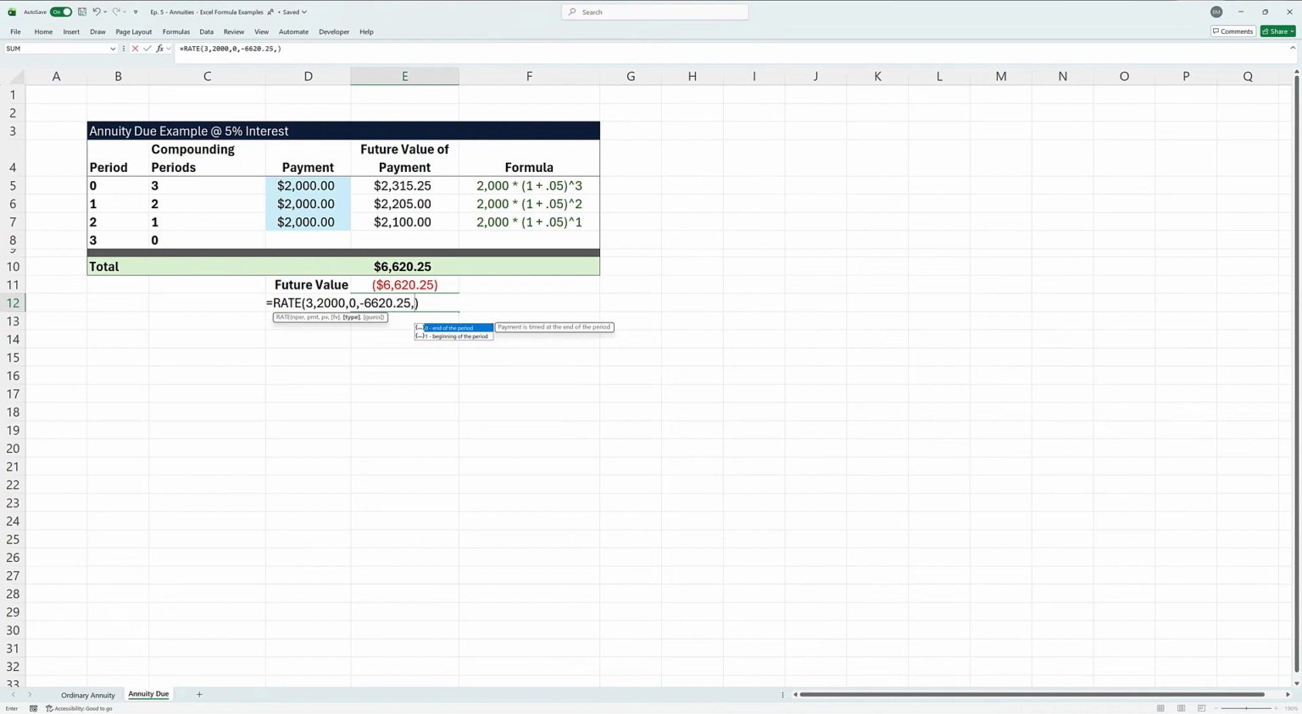$6,620.25 entered with the opposite sign of the payments to satisfy Excel's sign convention. We then specify 1 to indicate an annuity due and provide an initial guess such as 10% because Excel will solve this through an iterative calculation. And you can see the function returns an interest rate of 5%. In the same way, we can use the payment function to solve for the payment amount if the rate, number of periods, and target future value are known, which in our ordinary annuity example gives the expected $2,000 payment.